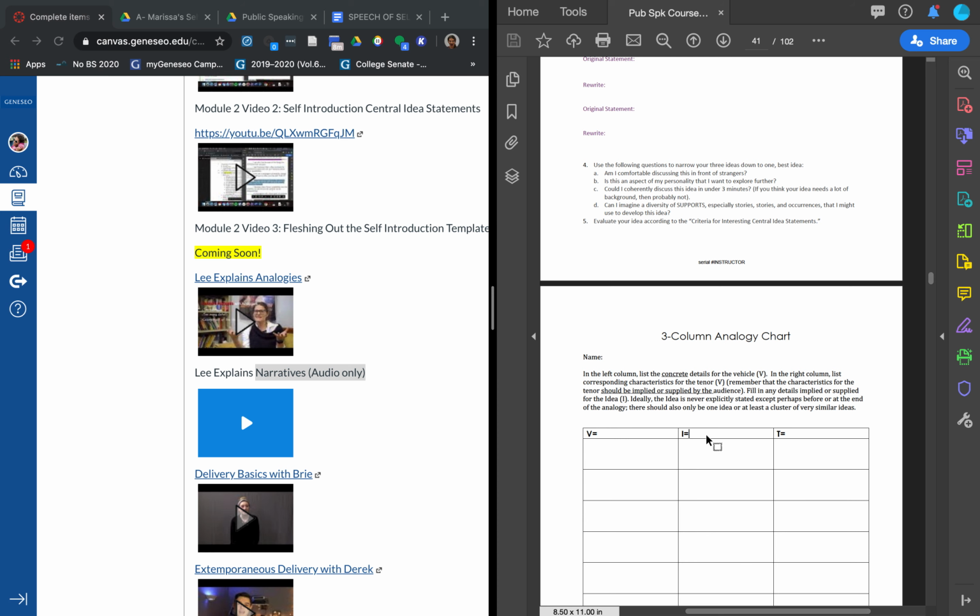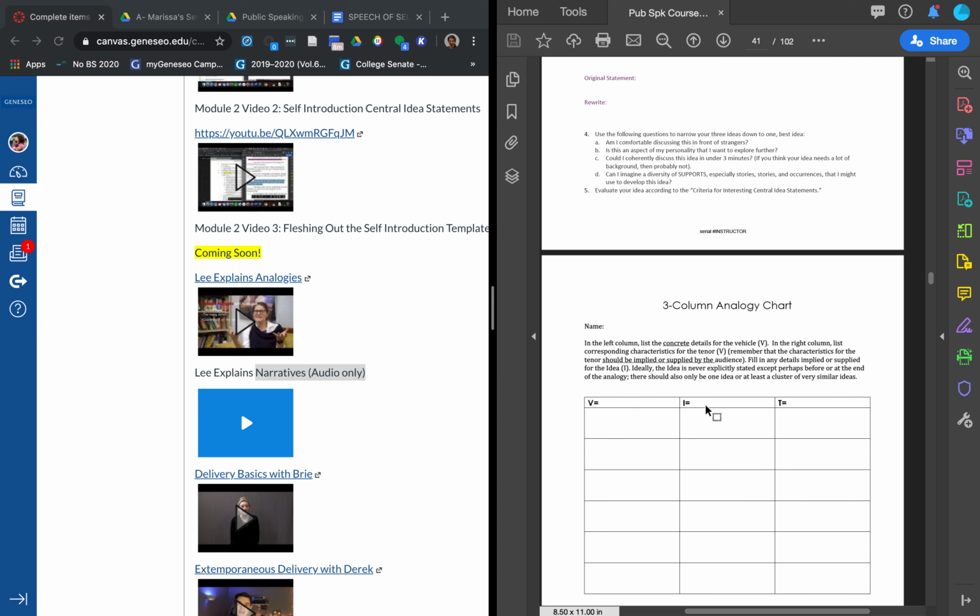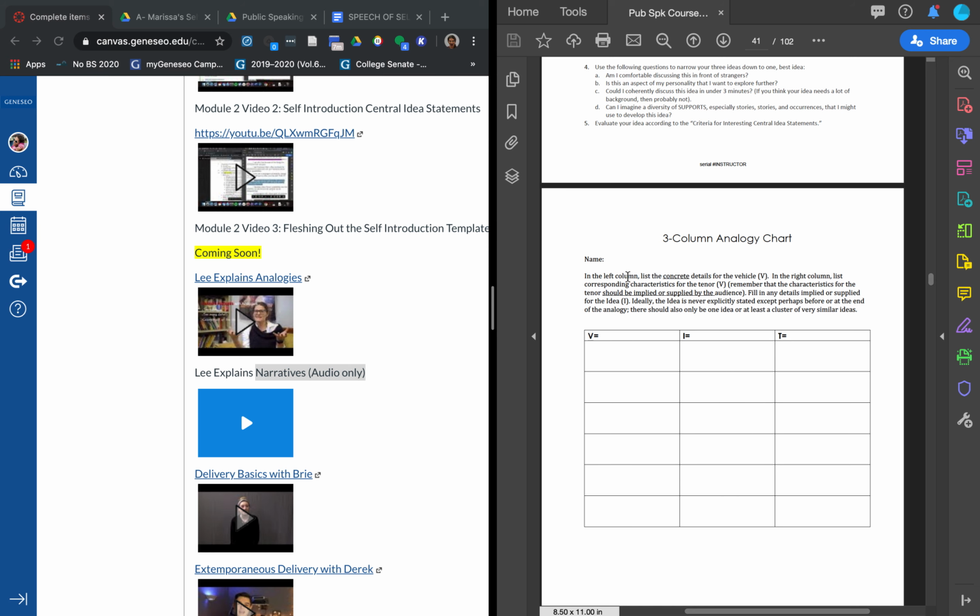And then what's the idea? The idea always has to match the theme. So in this case, for me, it'd be visionary. For Marissa, it'd be overthinker. For Jeffrey, it'd be obsessed with structure, a structuralist, whatever you want to say. And when you fill it out, I have instructions. In the left-hand column, you list all the concrete details. The right-hand column lists corresponding characteristics, but you should never actually say them.